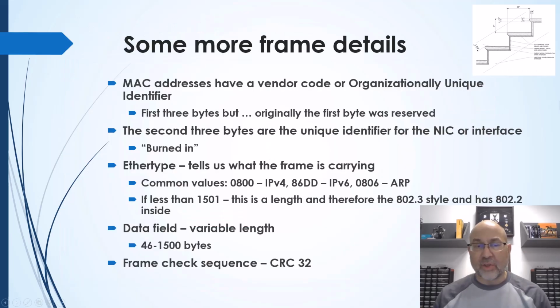So if we dive into those details, the MAC addresses have an OUI at the very beginning. And this is one of those tricky questions, or one of the tricky answers to the question. It's the first 3 bytes, but originally the first byte was reserved, right? So you might say whether it was 2. But today we're just going to remember that the first 3 bytes of a MAC address, or the first half of a MAC address, is the OUI. The second set of 3 bytes, the last 3 bytes, is the unique identifier for the NIC or interface.